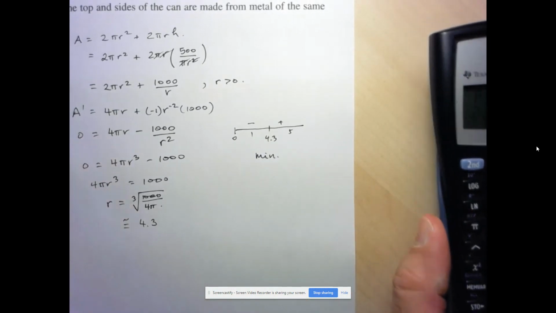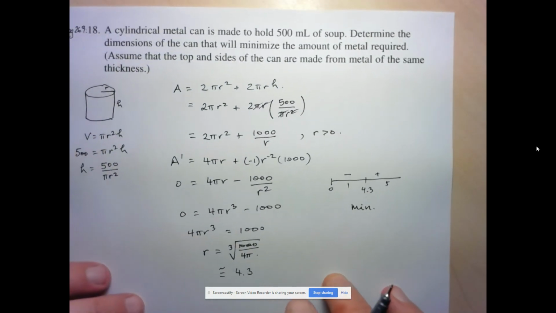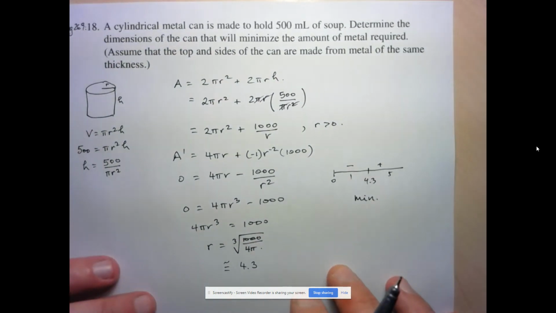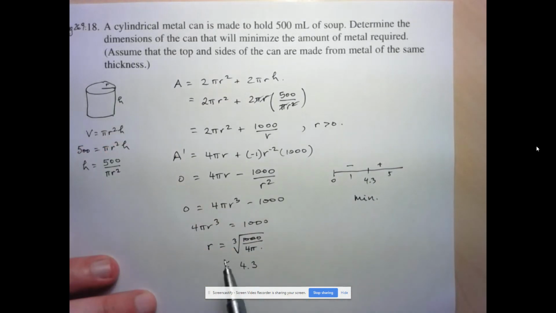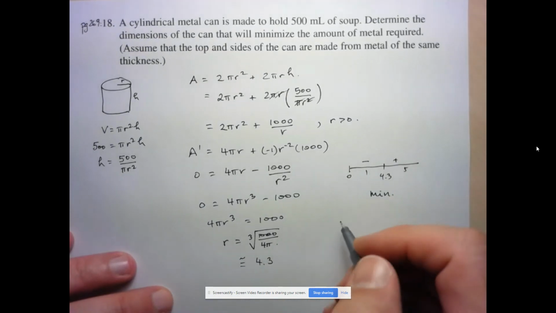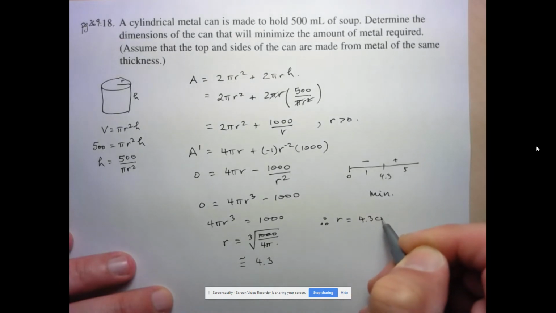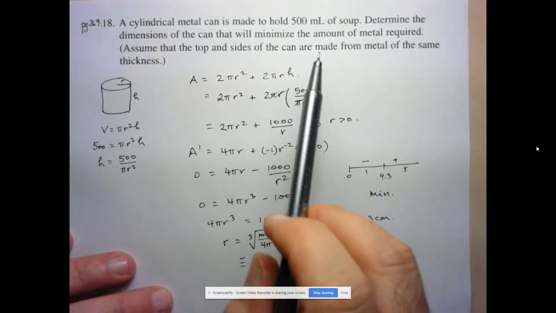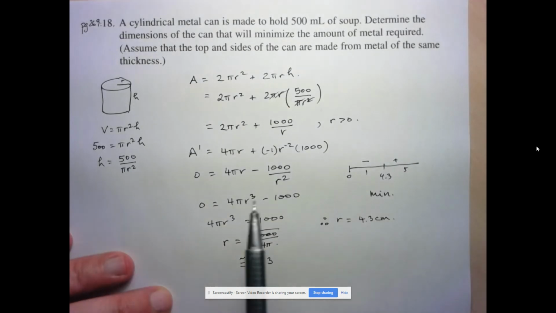All right, so now what we have to do is go back to the question and see what they're actually asking us for. Are they asking for the maximum area? Are they asking for the dimensions? So we go back and we see that what they're looking for is the dimension. So what I've already found is the radius. Okay, so here, therefore, the radius is 4.3 centimeters. Okay, so since 500 milliliters represents 500 centimeters cubed, these dimensions are going to be in centimeters.